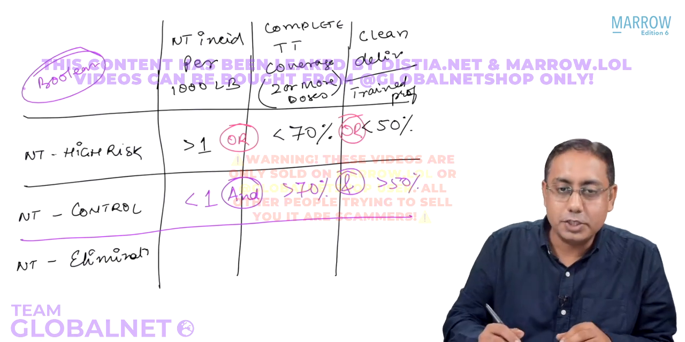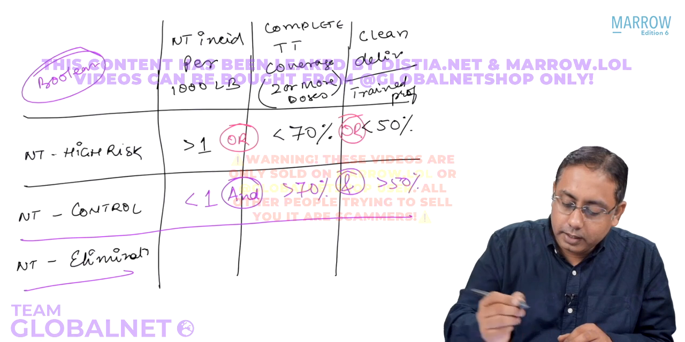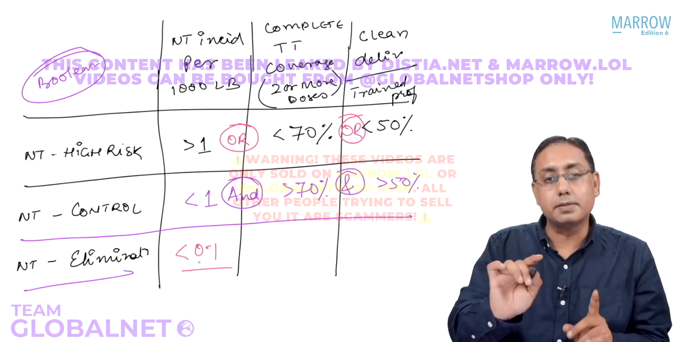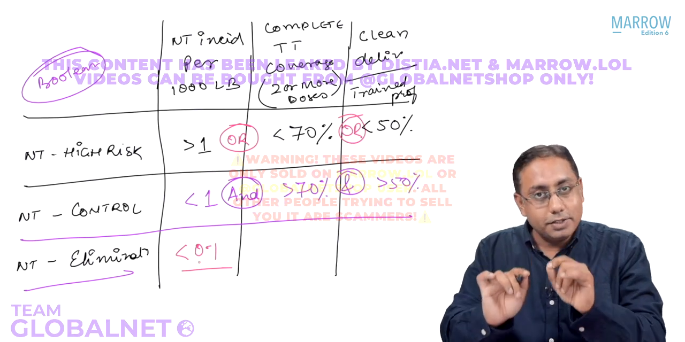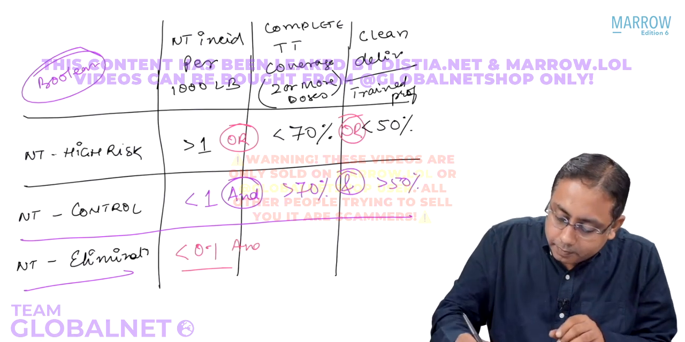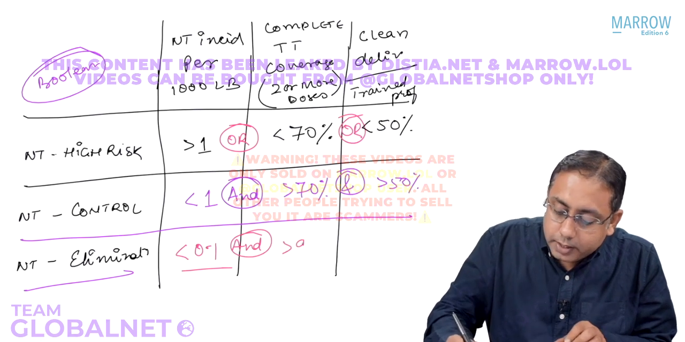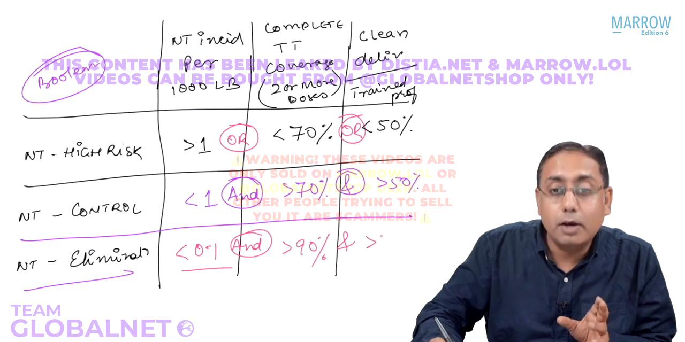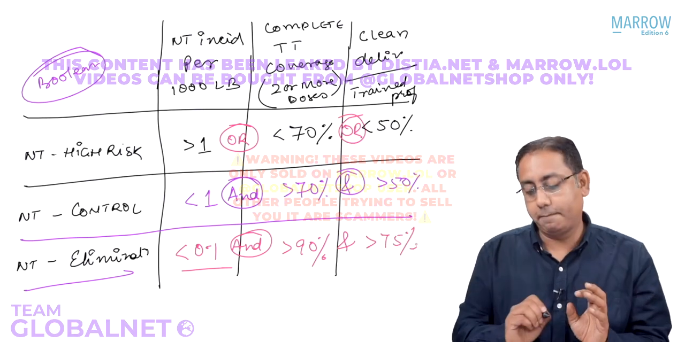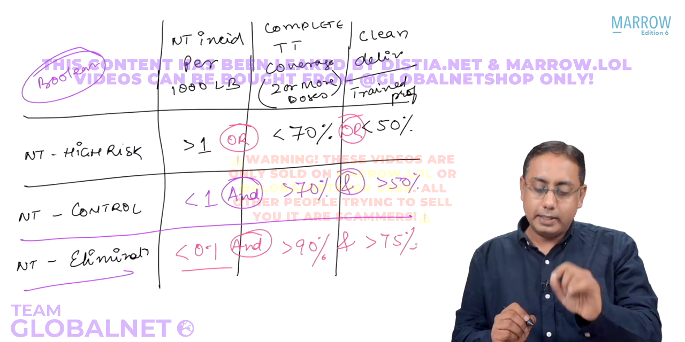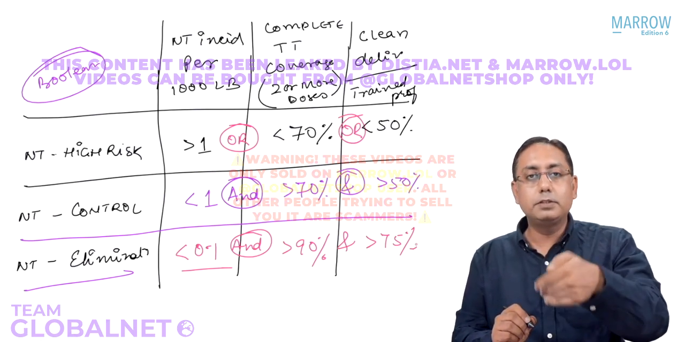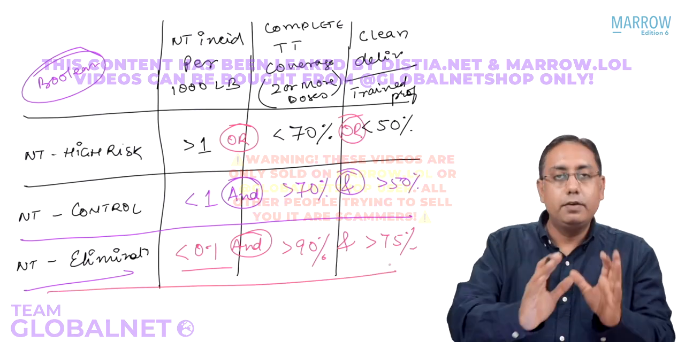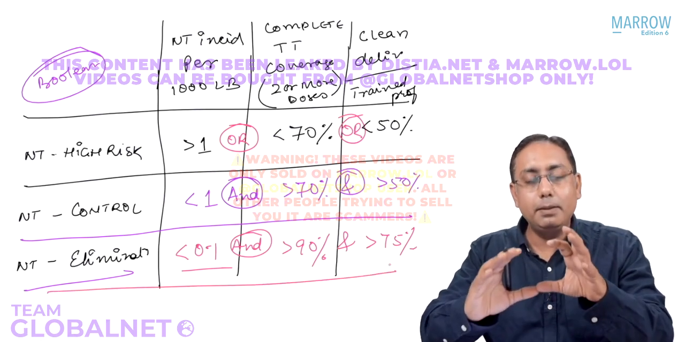When will you say elimination? Elimination is if the neonatal tetanus incidence in the area is less than 0.1, please. If the neonatal tetanus is less than 0.1 and if the TT coverage is more than 90% and if the clean delivery is more than how much? More than 75%. If the neonatal tetanus is less than 0.1, TT coverage more than 90% and clean delivery more than 75%, that area will be called a neonatal tetanus elimination area.